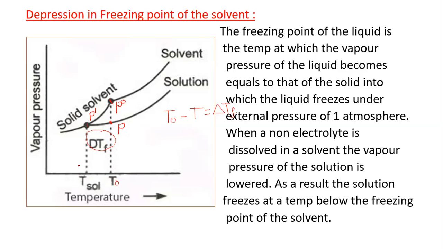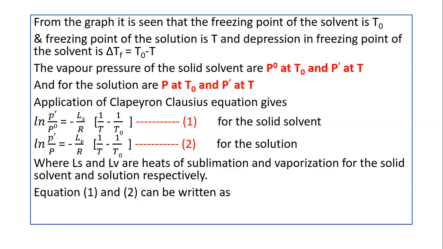From this graph, it is clear that the freezing point of the solution is less than the freezing point of the solvent, because we are adding the non-volatile solute into the solvent. Therefore, the vapor pressure of the solvent is lowered, and the solution freezes at a lower temperature than the freezing point of the solvent. Okay, let us see the next slide.